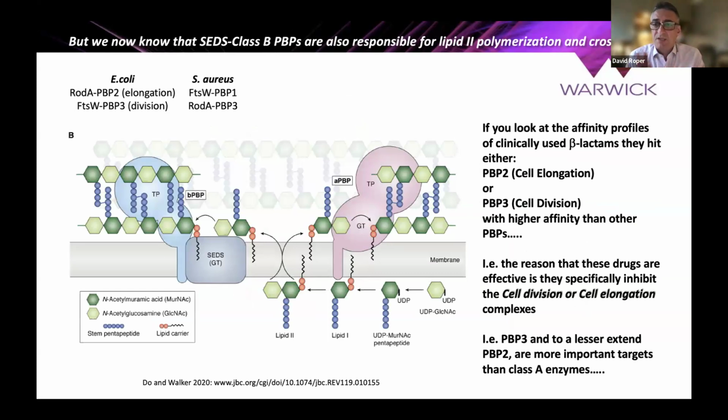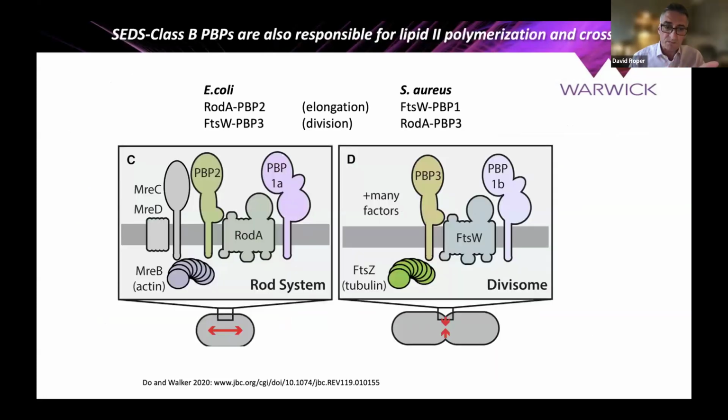But if you look at the affinity profiles of the clinically used beta-lactams, you will find it's not the class A's that are important. It's actually the class B's. The PBP2 or the PBP3, which I talked about before, they have much higher affinity for the clinically used antibiotics. And that's because we've discovered recently that these class B enzymes form complexes with so-called shape, elongation, division, and sporulation proteins, SEDS proteins. And this intimate complex does the two reactions. So the SEDS protein is the glycosyltransferase, and the class B PBP provides the accompanying transpeptidase activity. And these complexes are important for both the rod system that provides cell shape. So in E.